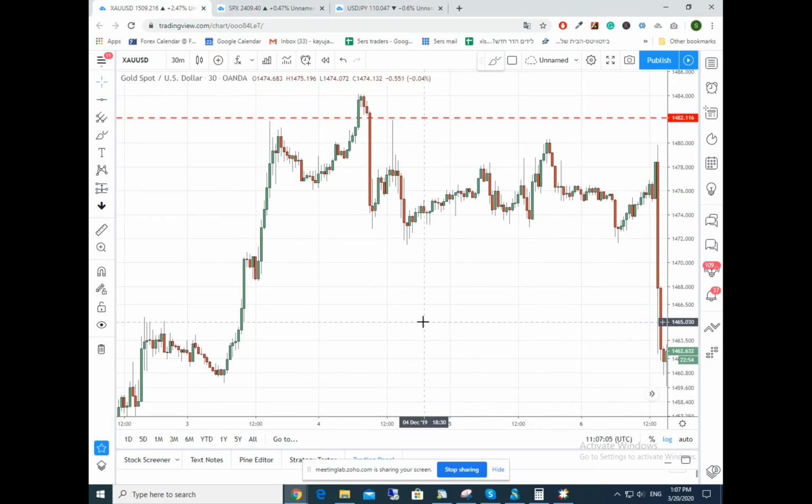So again, the Quasimodo pattern is not the most popular among forex traders, but in my opinion and from my experience, it's one of the most powerful patterns which helps us to identify the change of momentum at the very beginning, and therefore it provides us a great risk reward potential.